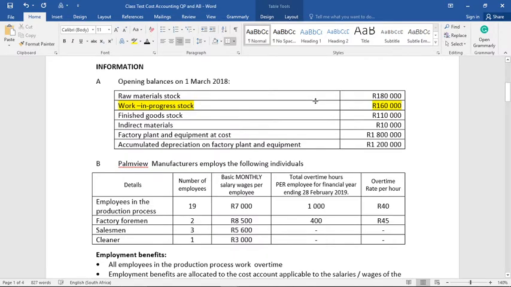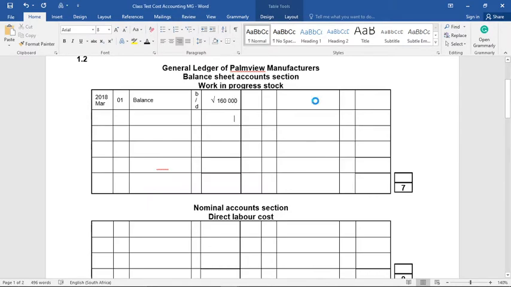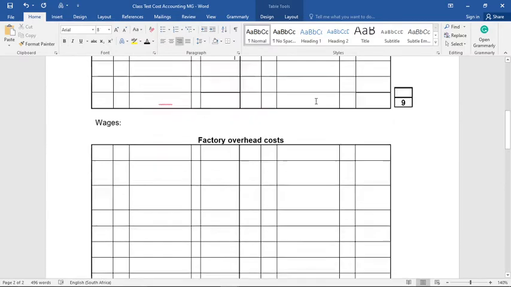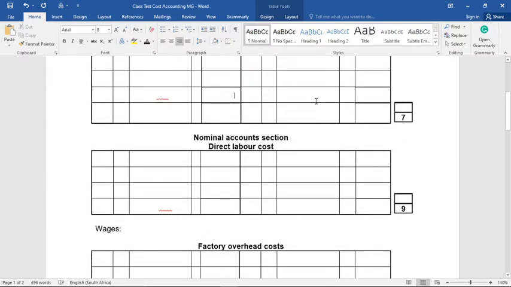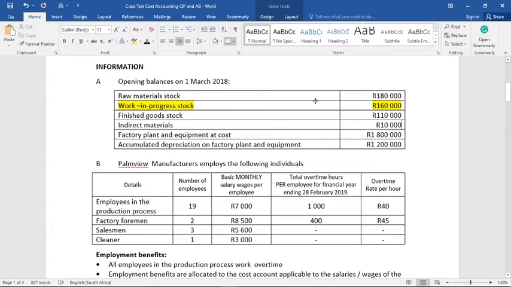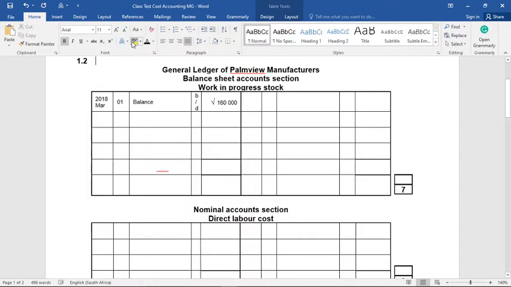Then finished goods stock. Are we asked to draw up the finished goods stock ledger? We are not. So we need not worry about that opening balance really. Indirect materials relates to the factory and what is being used in the factory. Maybe packing materials, maybe cleaning products or whatever. So 10,000 Rand is what we started the year off with for indirect materials.